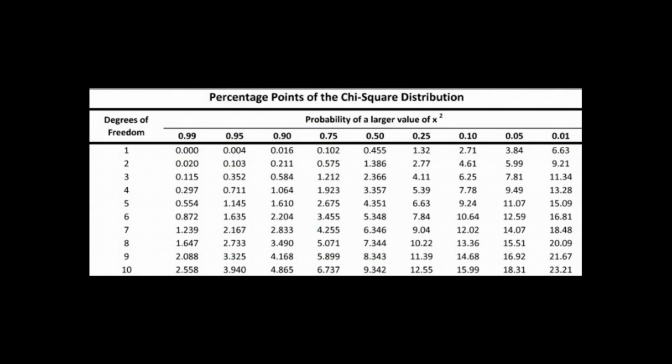This is a chi-square table. You can find one on the internet or in the back of your statistics textbook. We need to look under 0.05 for alpha, our level of significance. So down this column, and degrees of freedom was k minus 1, 3 minus 1, which is 2. So across and down, and we get a critical value of 5.99.